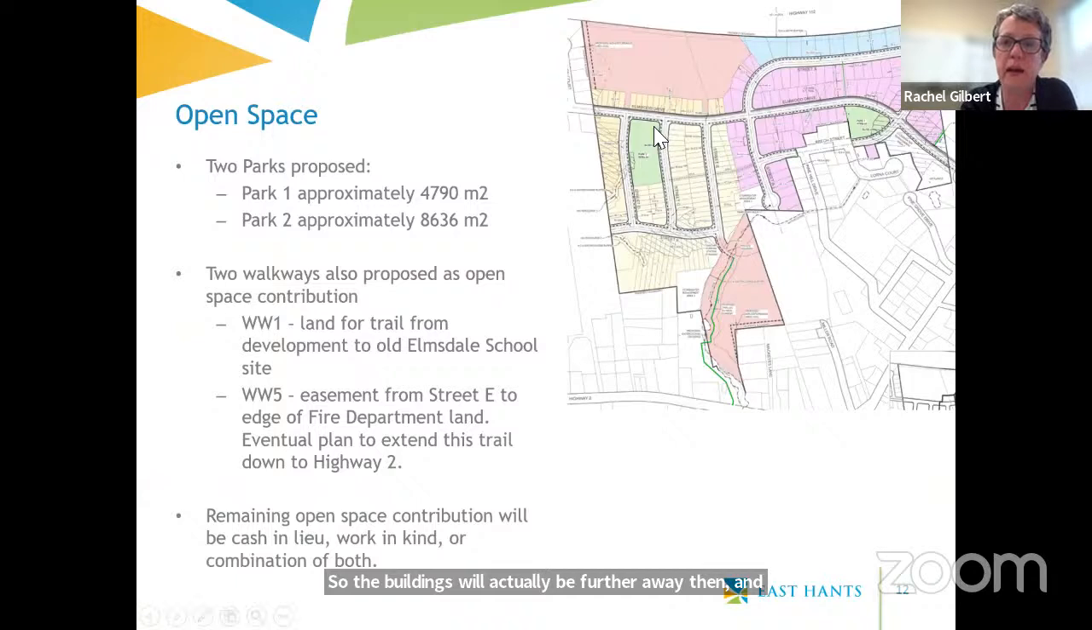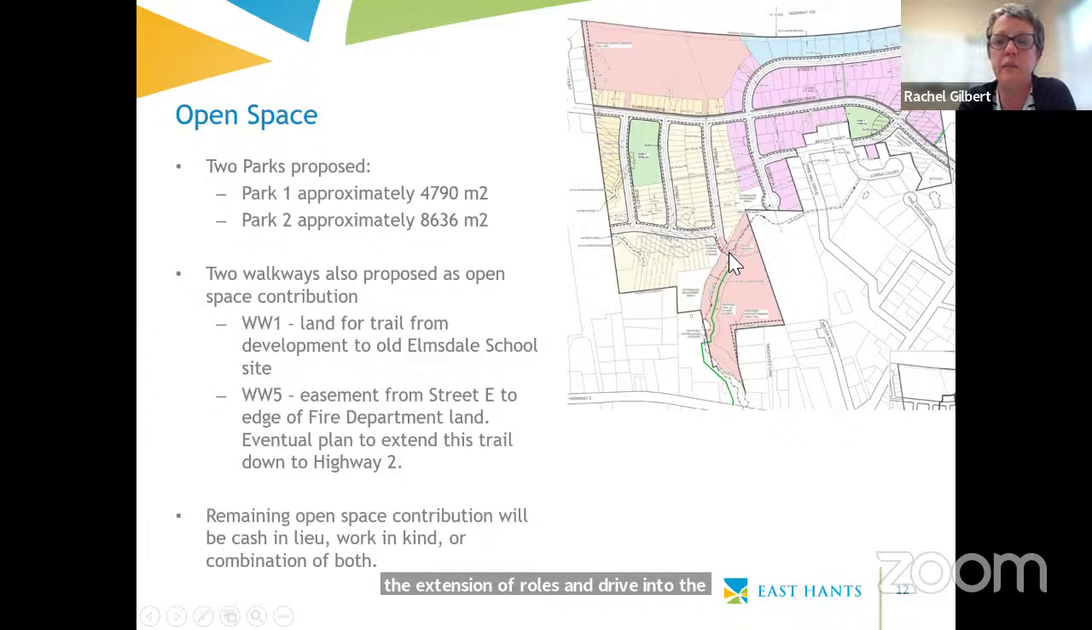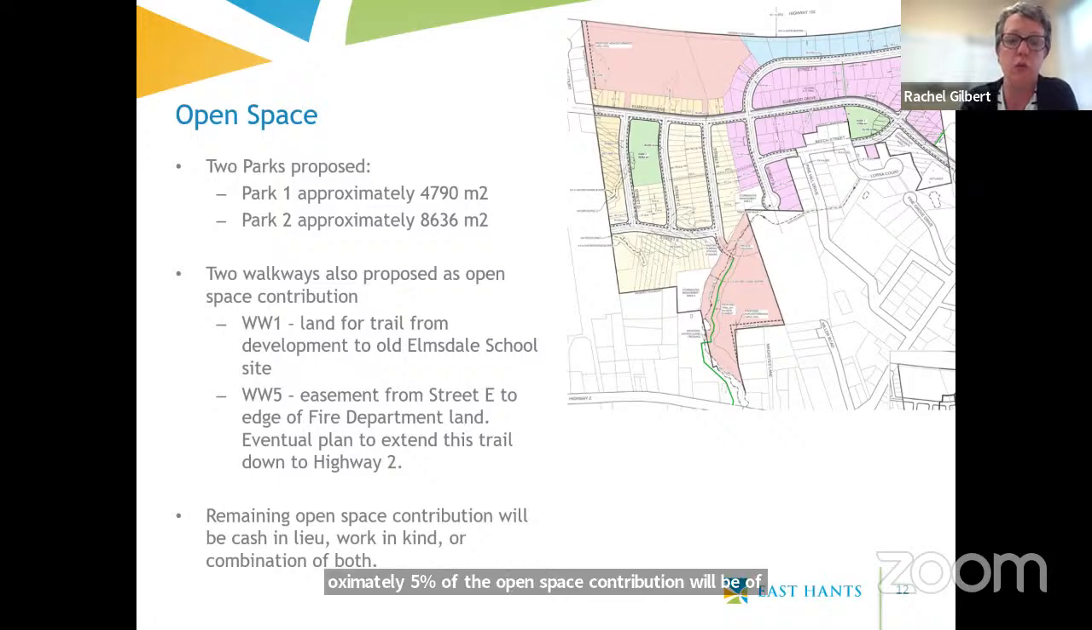So there are 2 areas of parkland. We have this area here and this area here, and the sizes are there in the presentation. There's also walkway 1, which is this area here. I don't know if you can see my pointer, but it goes from the extension of Ralston Drive into the old Elmsdale School property, and then an easement over the multi-unit area so that we can provide a trail down to Highway 2. The remaining open space contribution will be cash in lieu, working in kind, or a combination of both. Approximately 5% of the open space contribution will be of that cash in lieu, cash or working in kind.